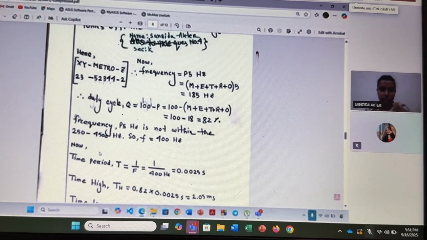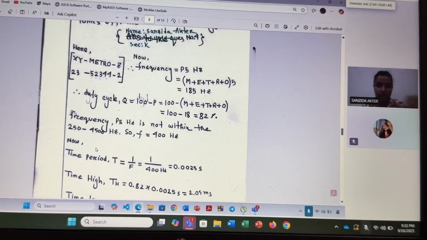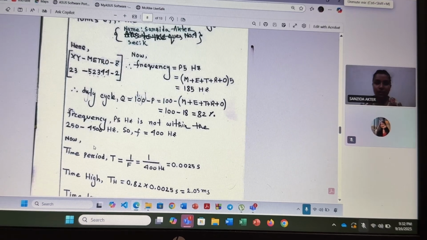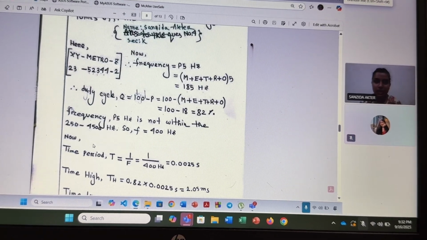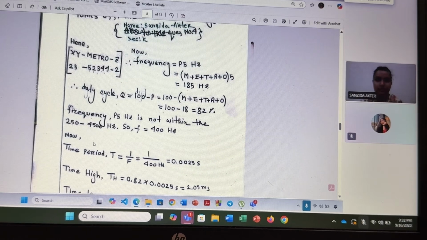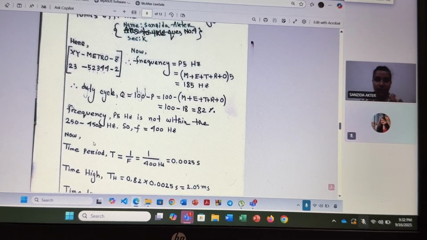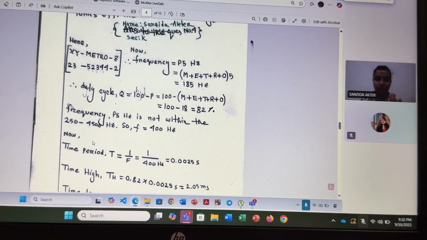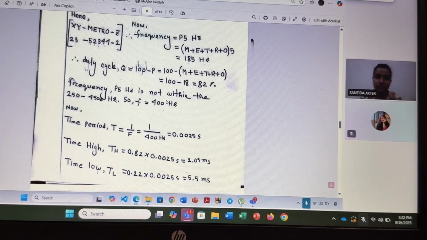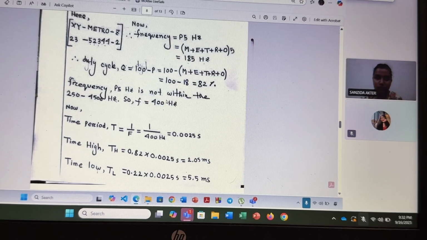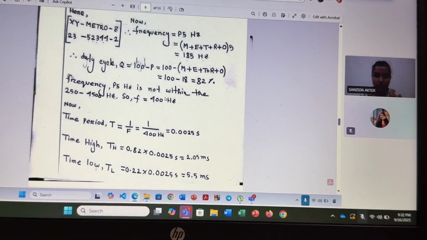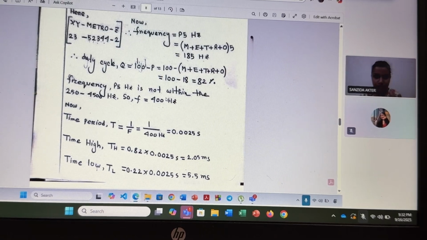Now, the fourth question asked for a 555 timer alarm circuit with a frequency of P5 Hz and a duty cycle of Q%, where P and Q are taken from my student ID. From my student ID, I calculated P5 Hz is equal to 185 Hz. Frequency P5 Hz is not within the range, so I chose 400 Hz for my frequency.